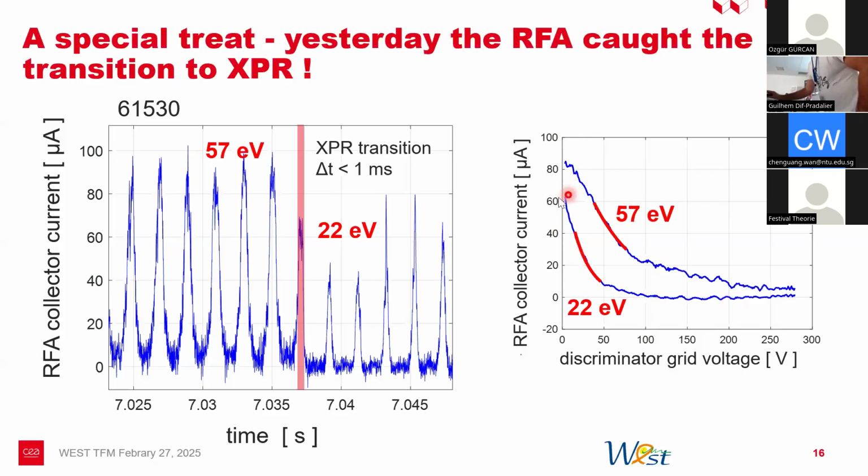So for example, I averaged all the points as a function of voltage for these two curves here, and I plot the current versus the voltage, and we fit an exponential simply to a part of the curve. And this is what gives the one with 57 electron volts. And then after, when we're in XPR, we have 22 electron volts. So this is actually nice because it gives us an indication of the time scale of the transition.